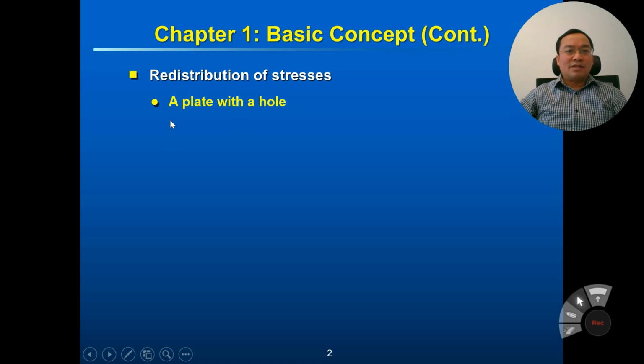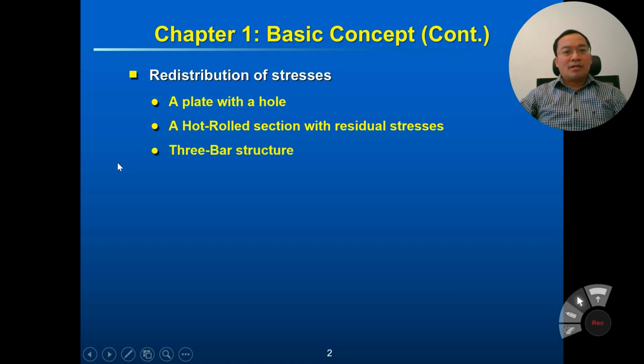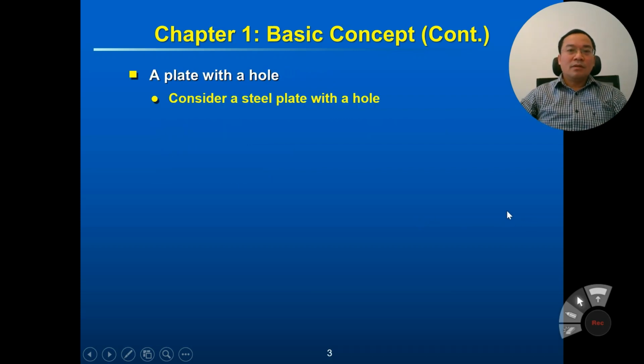The first example will be a plate with a hole, and the second example will be a hot roll section with residual stress, and the third problem is a 3-bar structure. And then homework will be provided. First, a plate with a hole.